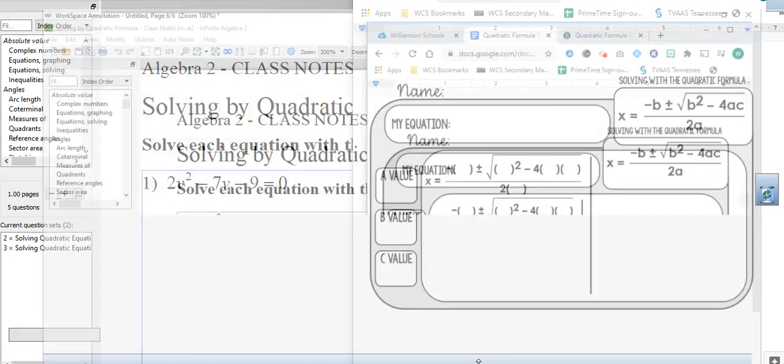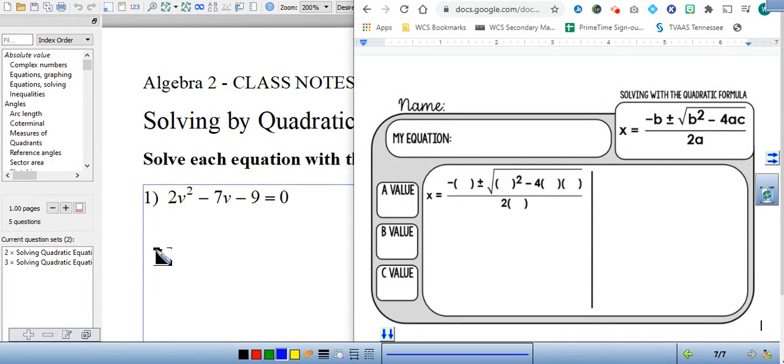That means your quadratic term, your squared term should always come first, then your linear term, then your constant equal to 0. After you've set things up in standard form, you are going to identify your A, your B, and your C. These will only be the coefficients, but they will include the sign that is written in front of each of these numbers. So in this case, my A value is 2, my B is -7, and my C is -9.